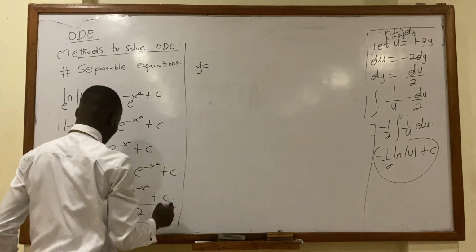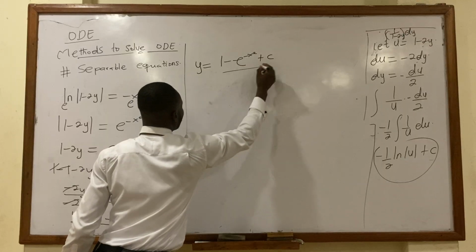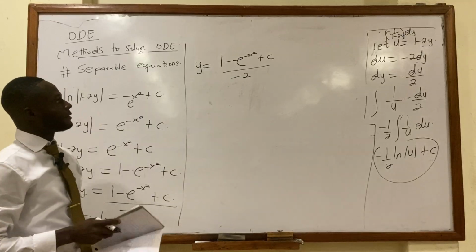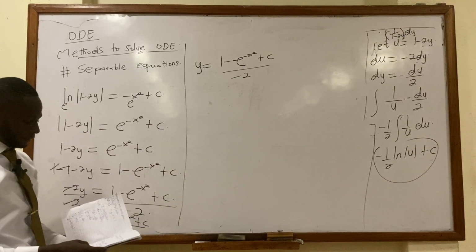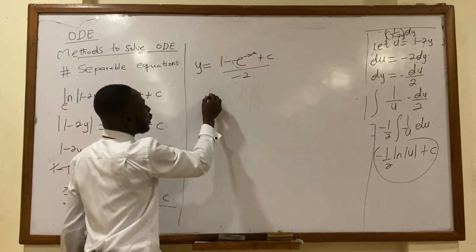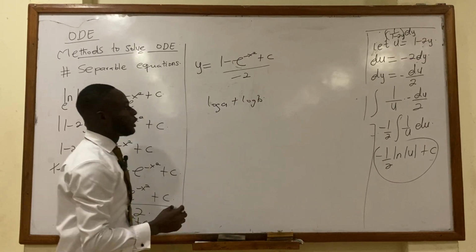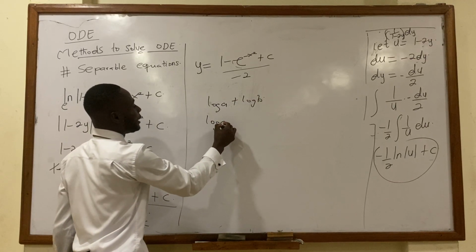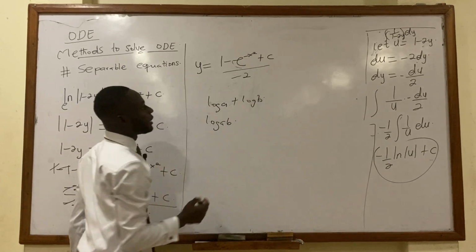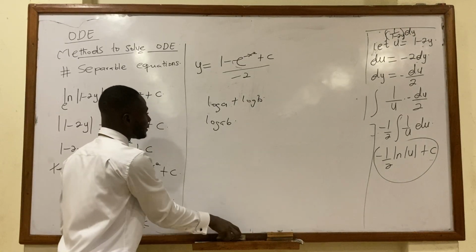So y equals 1 minus e power minus x squared plus c all over minus 2. And then we know that when you have log a plus log b, we can say that we have log ab. So the same ideology is applied on this aspect as well. So we can also write this our solution.